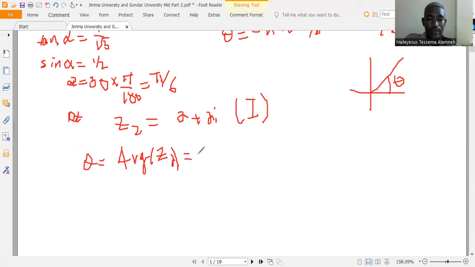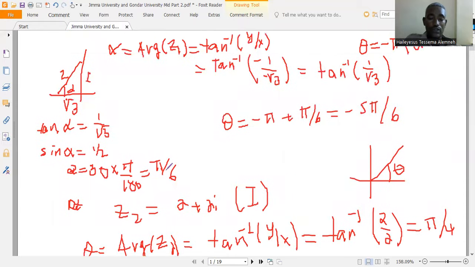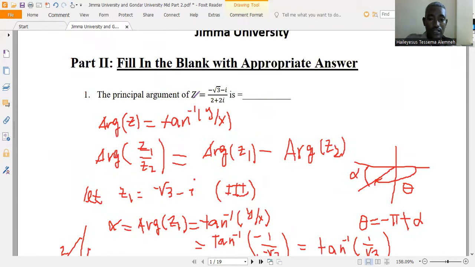Which is equal to tan inverse of y over x, which is tan inverse of 2 over 2. 2 over 2 is 1, so what's tan inverse of 1? Tan inverse of 1 is pi over 4. So this is the argument of z2. The question asked is the argument of z.